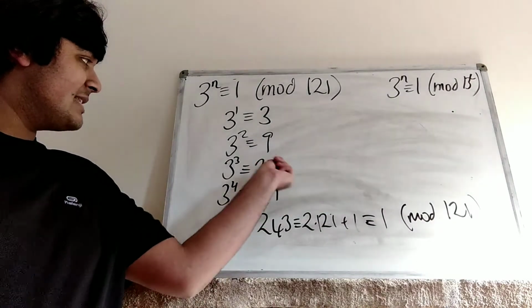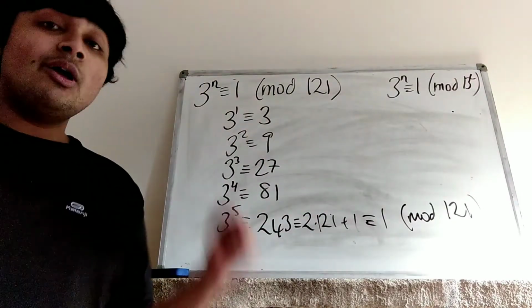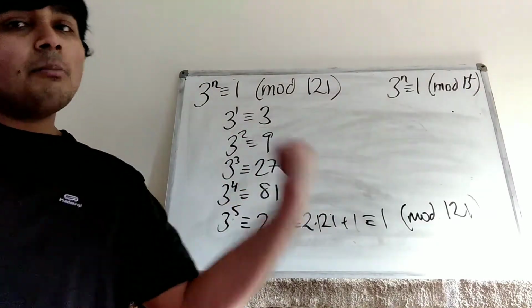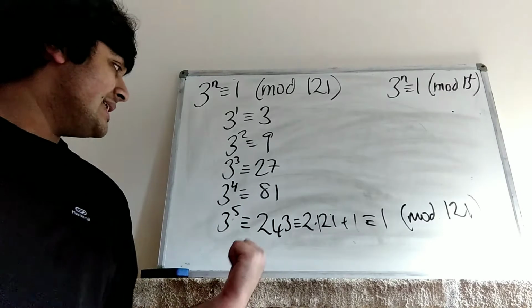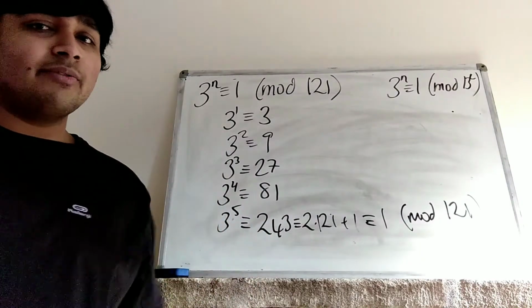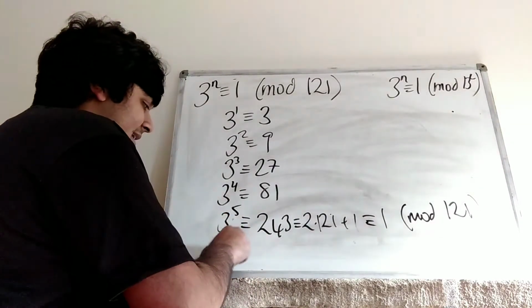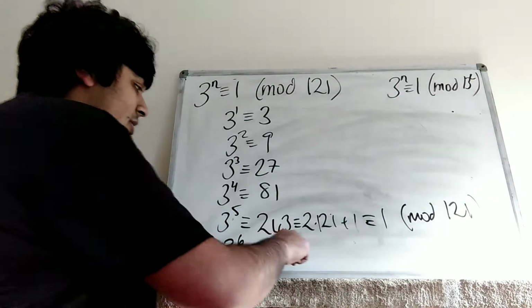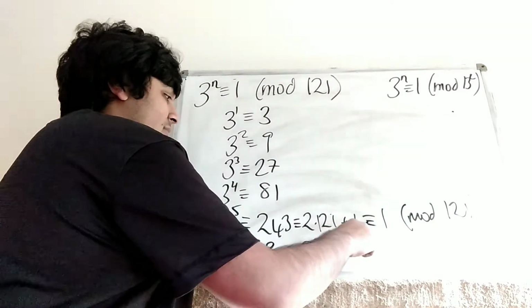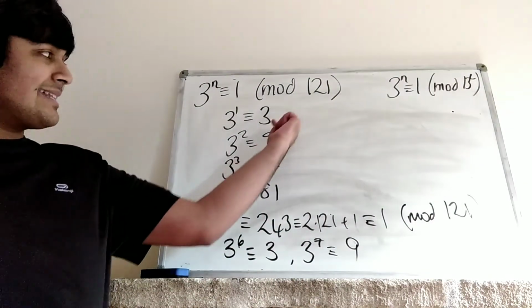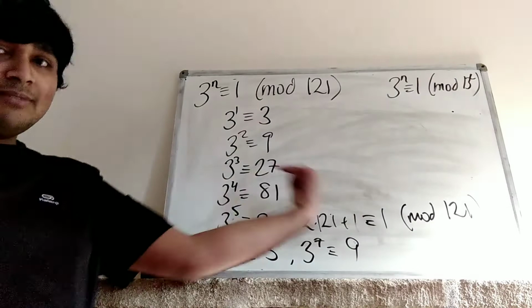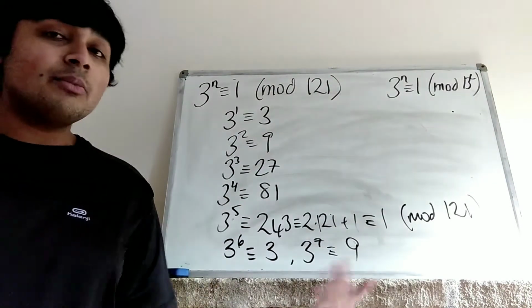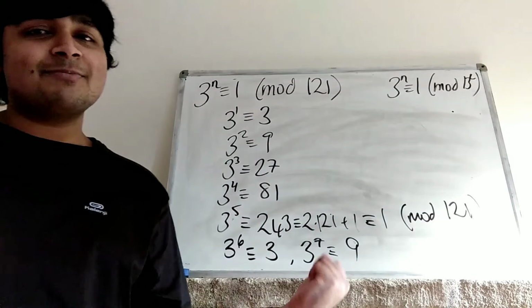Because none of the earlier powers are 1 mod 121, this tells us that if 3 to the n is congruent to 1 mod 121, then n must be a multiple of 5. If we look at, say, 3 to the 6, it's the same as 3 times 1, which is 3. 3 to the 7 is going to be 3 times 3, which is 9. You can see we're going to loop back down this list and keep going around in a loop.